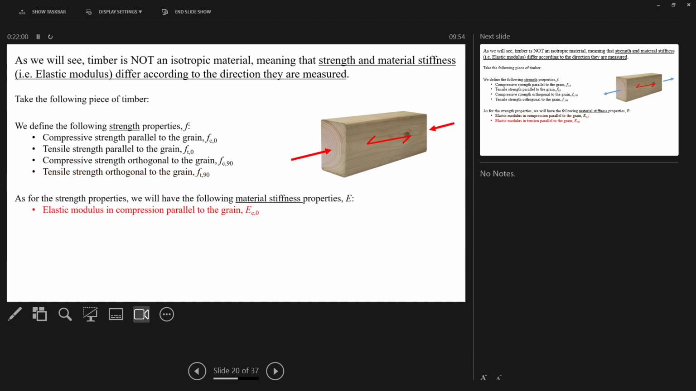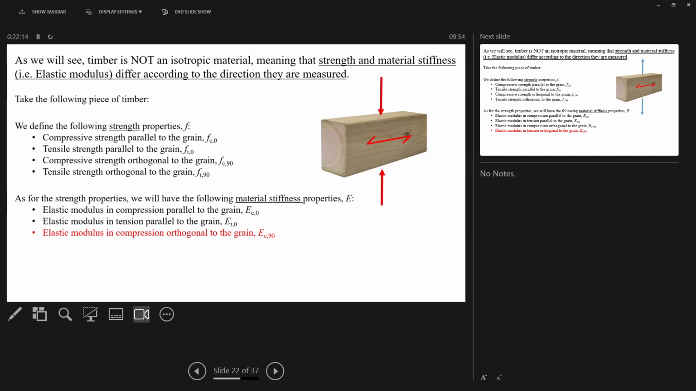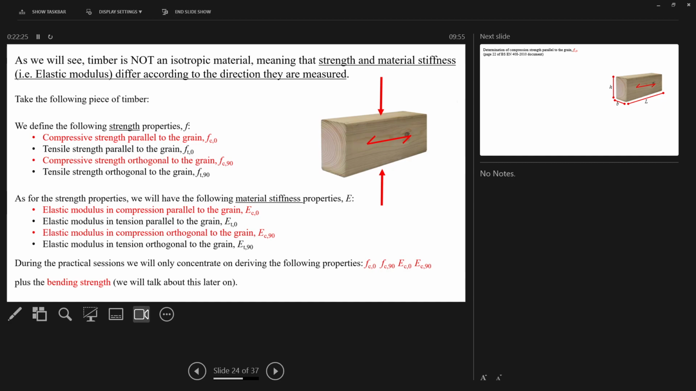For the strength properties, we will have the following material stiffness. We'll get E value, elastic modulus compression parallel to grain. We won't be doing the tensile, but you could calculate that. Elastic modulus and compression orthogonal to grain, we'll be doing that. So we'll be doing, yeah, we'll get that in a second. And the tensile, we won't be doing that. During the practical sessions, we will only be concentrating on the things in red. So these two and these two we'll be doing, plus the bending, which we'll talk about in a few weeks' time.